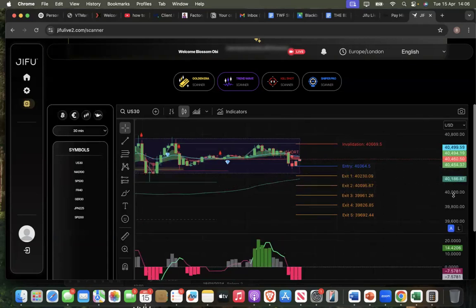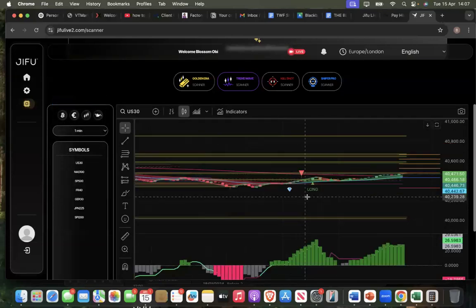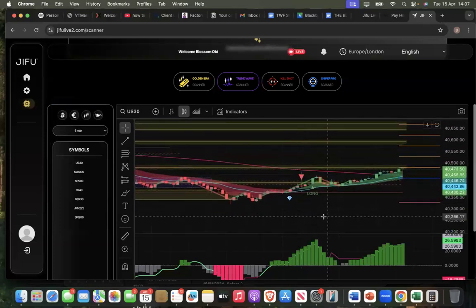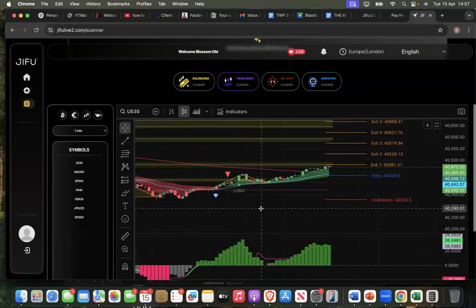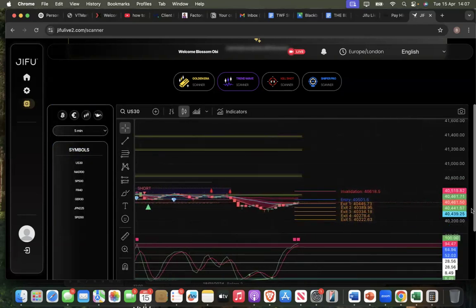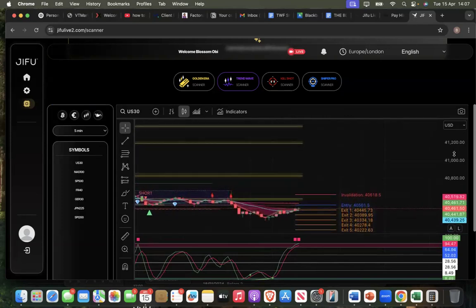So let's check it again. How many time frames did I call? Let's start from the smallest: 1 minute, 5 minutes. What is the market saying on 1 minute? It's saying long. Good. On 5 minutes, what is it saying? Wait, let it load. 5 minutes is saying short.